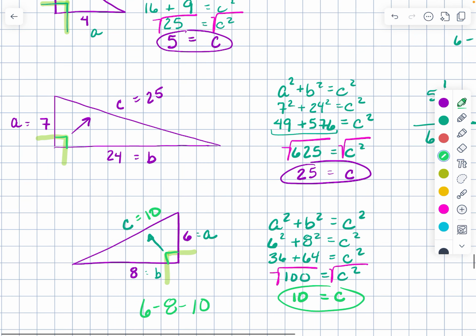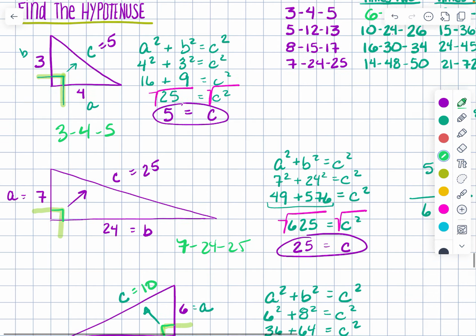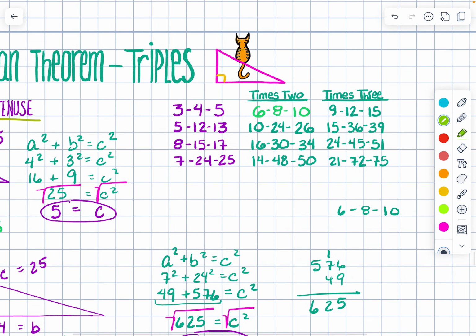This one is a 7, 24, 25. And this is a 3, 4, 5. So if you look up here, I've got this table up here, and this table goes on to infinity and beyond. These are triples. These are Pythagorean triples. This first column are primitive triples, meaning I haven't multiplied, I haven't used any kind of factor. This is the lowest terms these can be in.